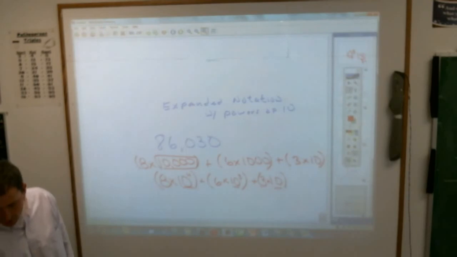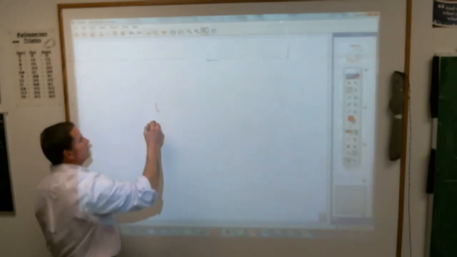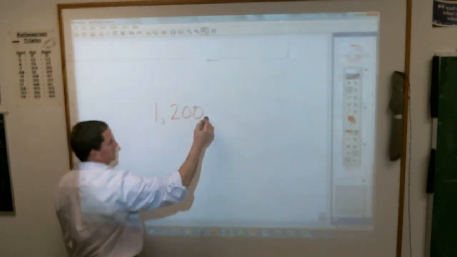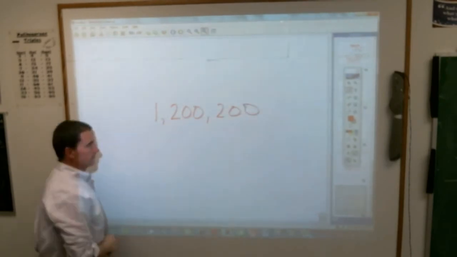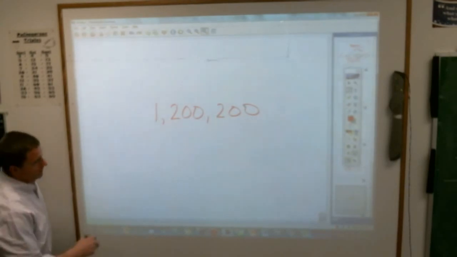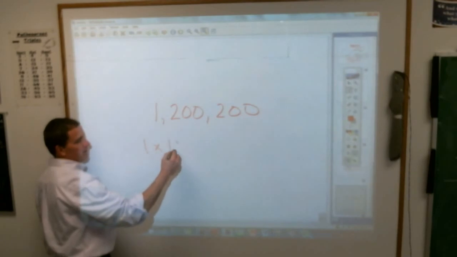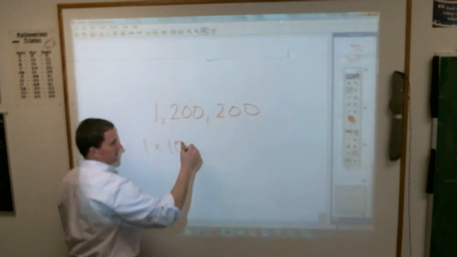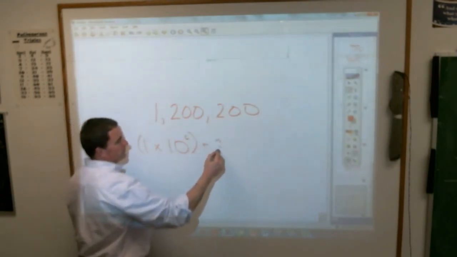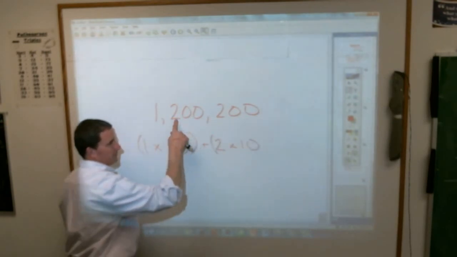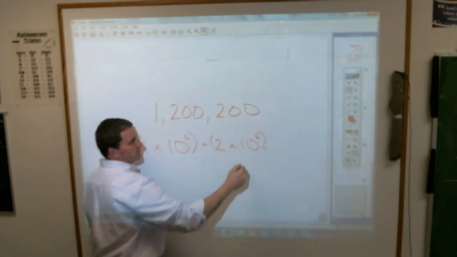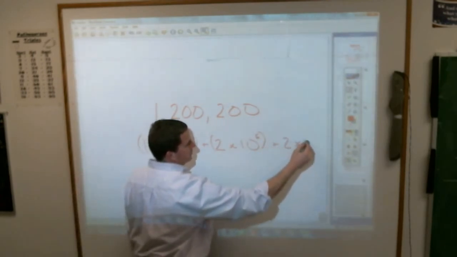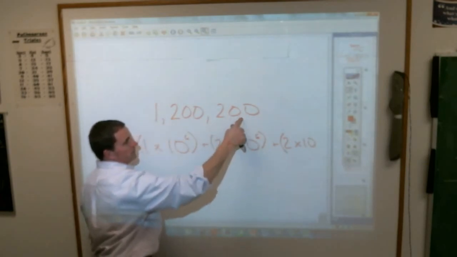Another example would be, how about if we do 1,200,200. In expanded form using powers of 10, I am going to have 1 times 10 to what power? Does anybody know? Bryce? 1 million? 6. 6, because there are 6 digits that come after the 1. Plus 2 times 10 to the what power? How many digits come after the 2? 5. Plus 2 times 10 to the, how many digits come after the 2 there?